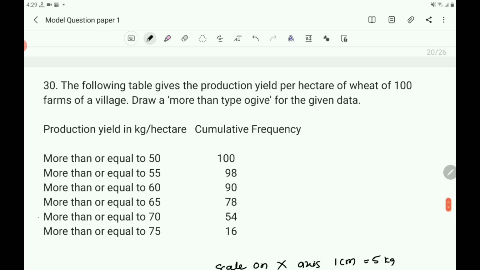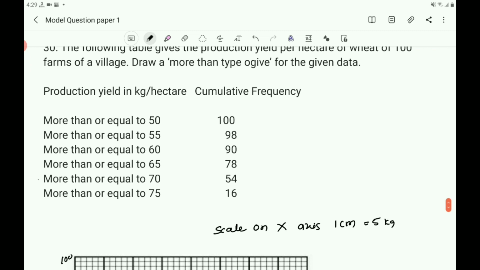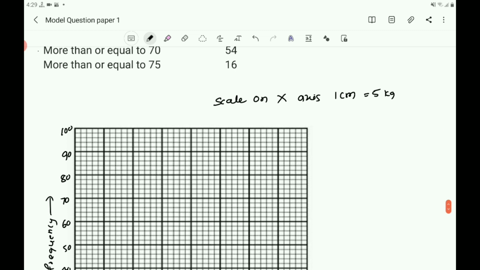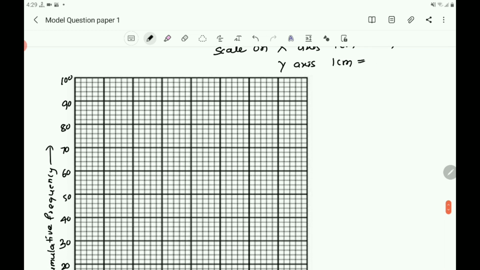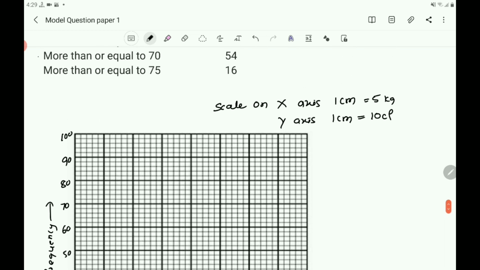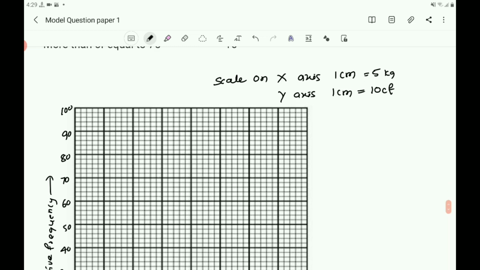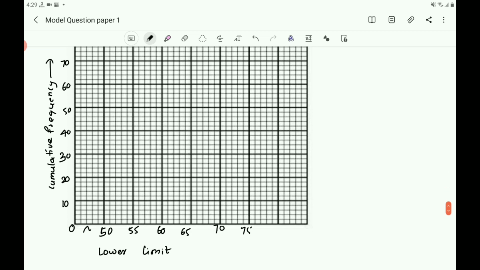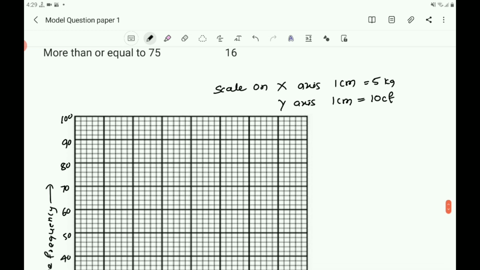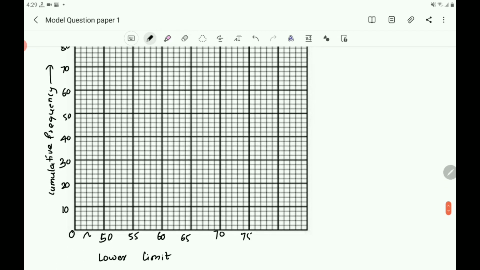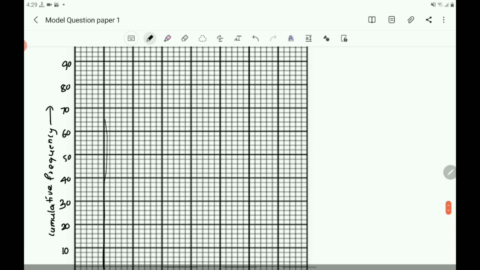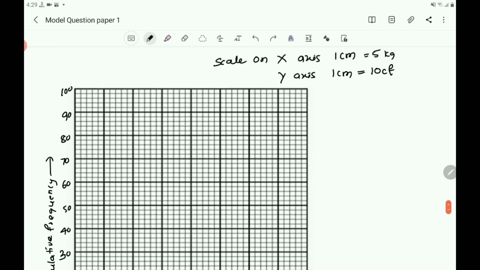And cumulative frequency, on y-axis we have taken 1 cm equals how much? We have taken 10 cf, cumulative frequencies, that is 10 cf. Now, so the first one is for 50, it is 100. 50 is here, you go straight to 50 to 100. 100 is, you got here 100.